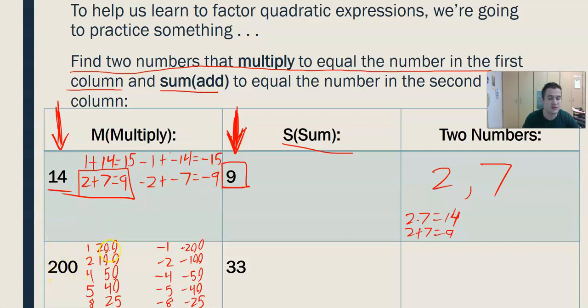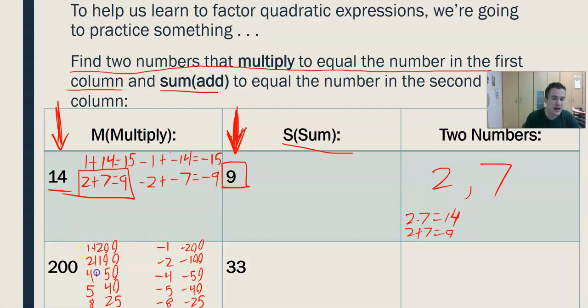200 divided by 1 is 200. 200 divided by 2 is 100. 200 divided by 3 will not give you a whole number, so we're not going to use that. 200 divided by 4 is 50, etc. Sometimes it's just trial and error, finding as many numbers as you can that multiply to 200.